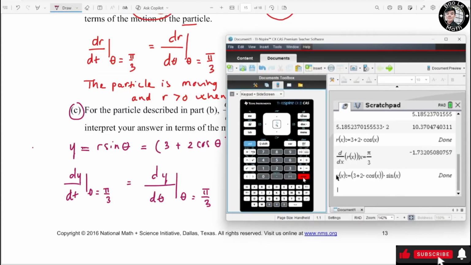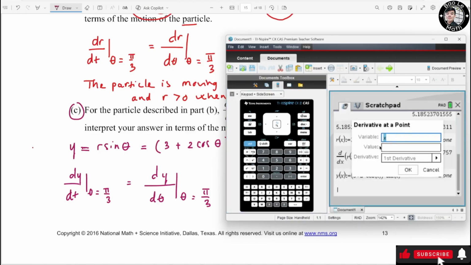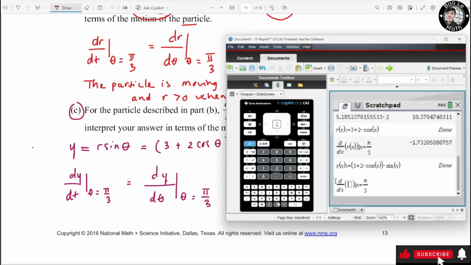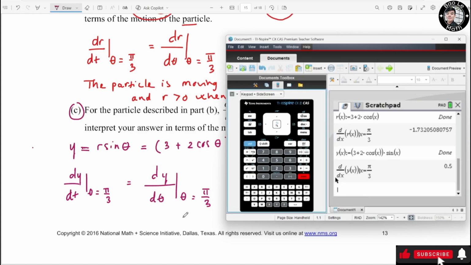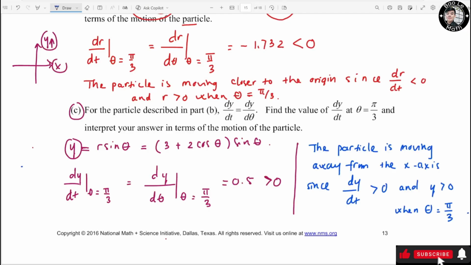Press enter. Now press menu, calculus, number 2. The variable is x, the value is pi over 3. Press OK. Input y of x, enter. It's gonna be 0.5. This is greater than 0. The value of the y function right here is increasing. So look at the x and y coordinate right here. This is y, this is x. If this is increasing, it's gonna move away from the x-axis.